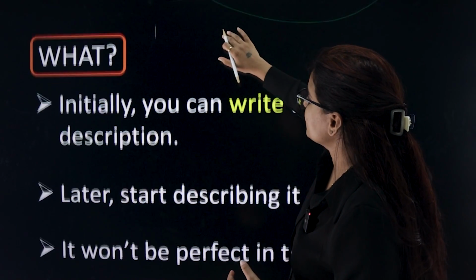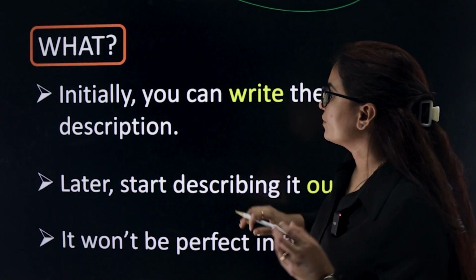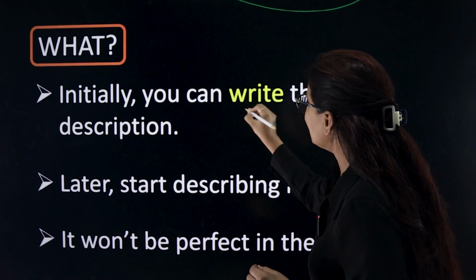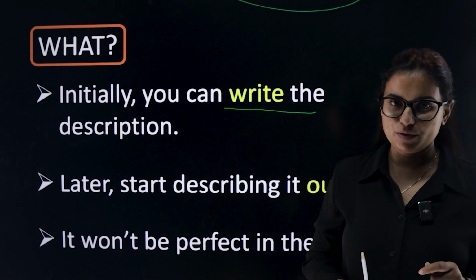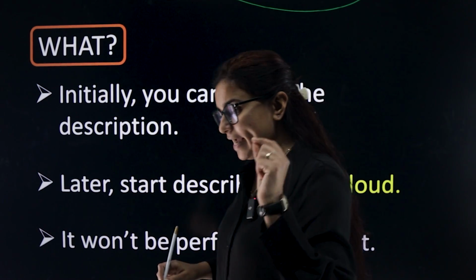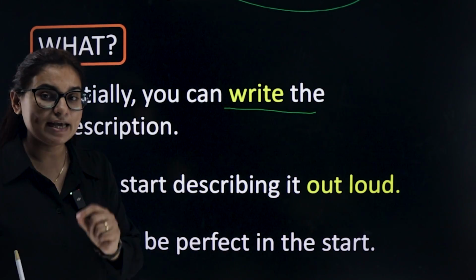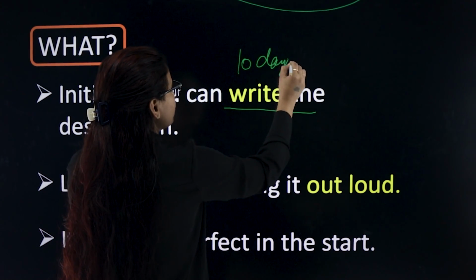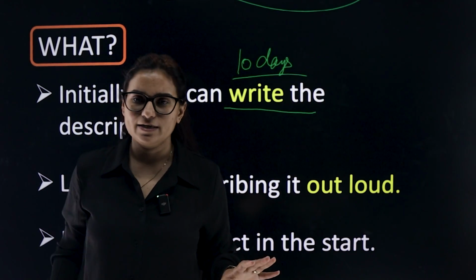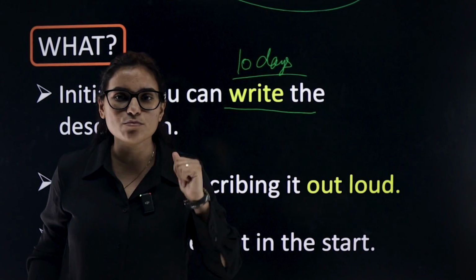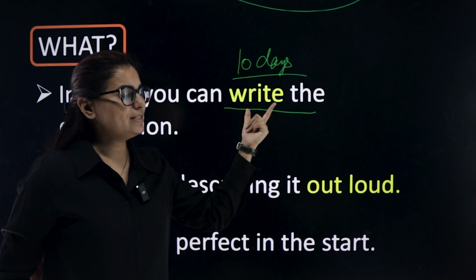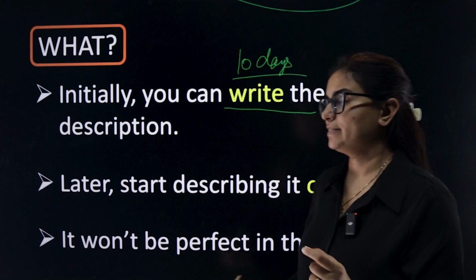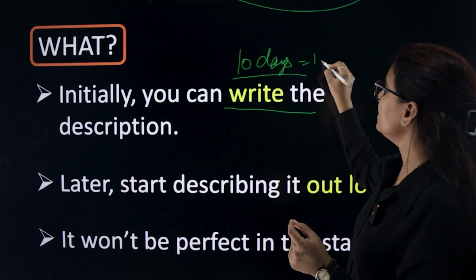How to practice, that's the first element that I want you to do. The first thing is, you should write the description in the start of this process. At least for the next 10 days, you should only write the description. Don't start speaking. Don't start trying to do it in the moment. No. Start writing the description for at least 10 days. 10 days equal to 10 themes.